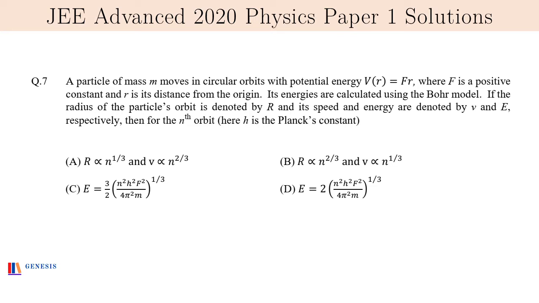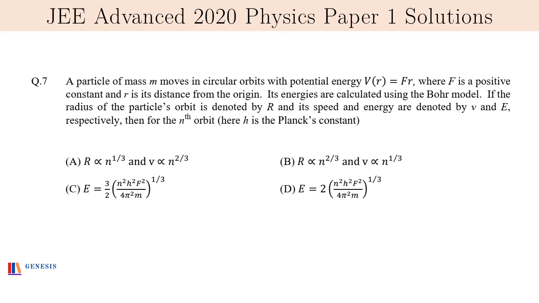This is paper 1, section 2, question number 7. Now this is the question, and if you haven't seen the paper, I suggest you pause the video and read the question. In this question, they've given a particle of mass m that is moving in a circular orbit, and its potential energy is given as F into r, where F is a positive constant. And it is mentioned that the energies are calculated using the Bohr model.